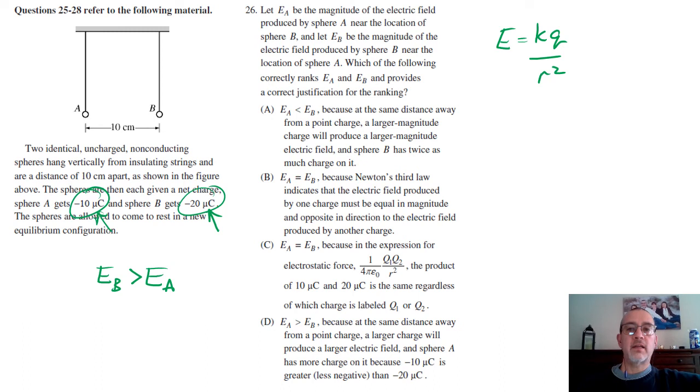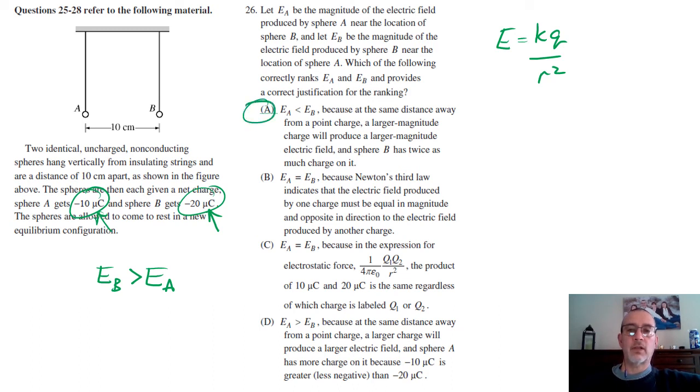Now let's look at the questions. We want to find the comparison of them, EB and EA. So EB is the magnitude of the electric field produced by B. So yeah, I have labeled them right. This says A is less than B. So A says A is less than B because at the same distance away from a point charge, the larger magnitude charge will produce a larger magnitude electric field, and B has twice as much charge on it.